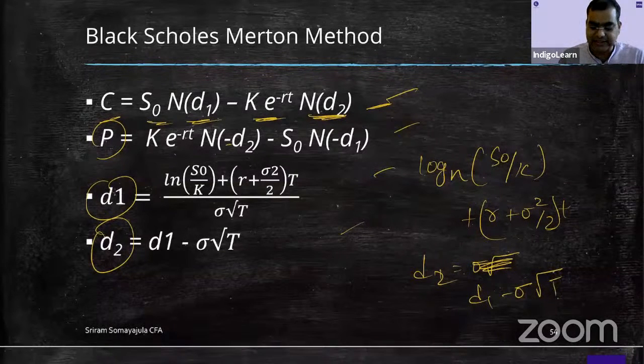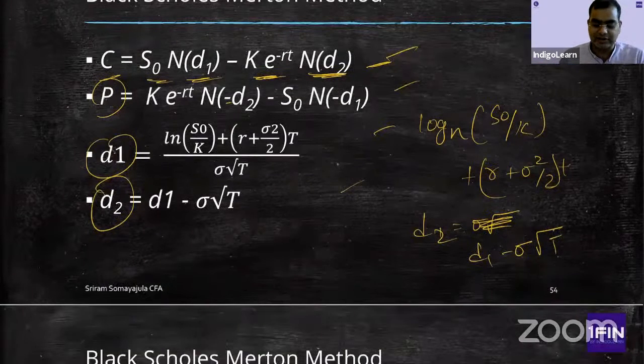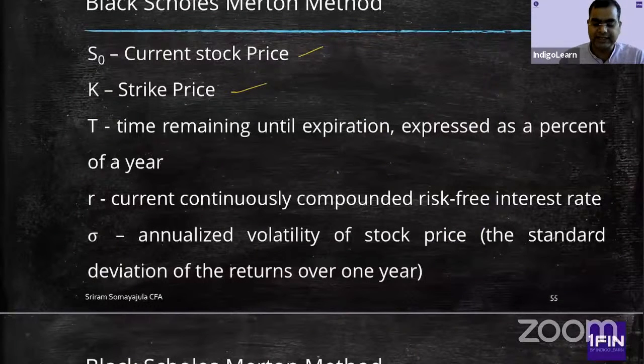Actually, it is not. Let us understand each one of those. Spot is current spot. Strike price is K or X. Strike price is known. T is time. We know that. R is continuously compounded risk-free rate of interest. That also we know.